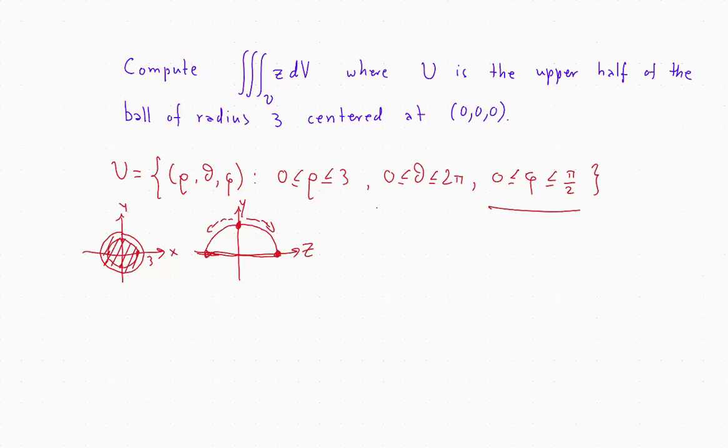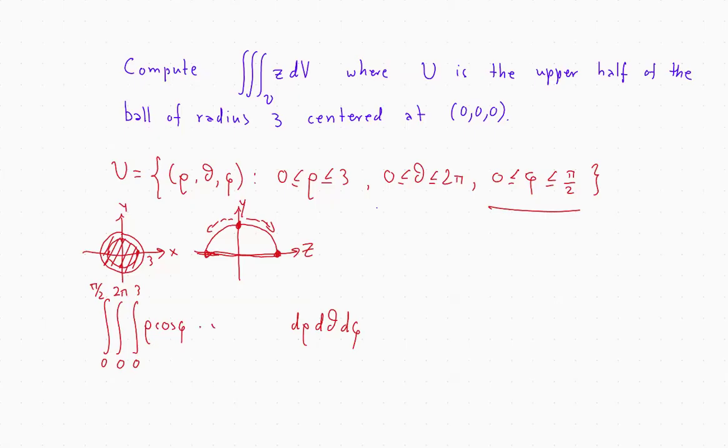So 0 to 3, let's match that with d rho. 0 to 2 pi, we match that with d theta. And 0 to pi over 2, we match that with d phi. What is z? Z is rho cosine phi. And what is the Jacobian? Rho squared sine phi.